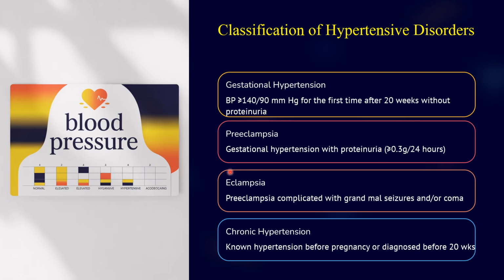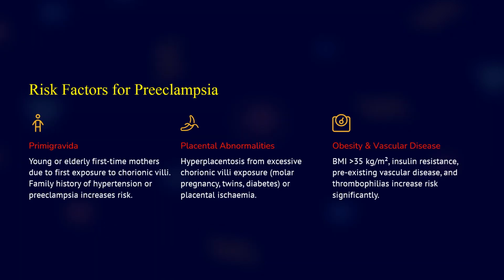So eclampsia is preeclampsia complicated with grand mal seizure or coma. And what is chronic hypertension? It is a known hypertension before pregnancy or diagnosed before 20 weeks of gestation. Okay, so now let's see the risk factors for preeclampsia.